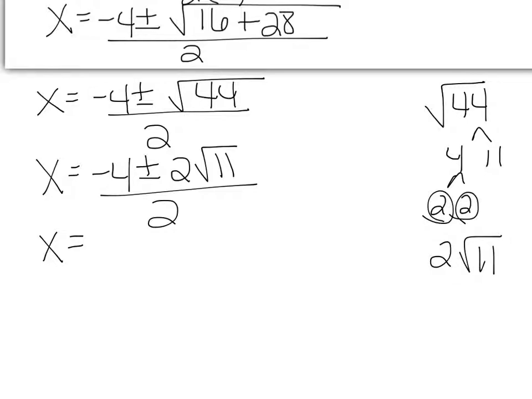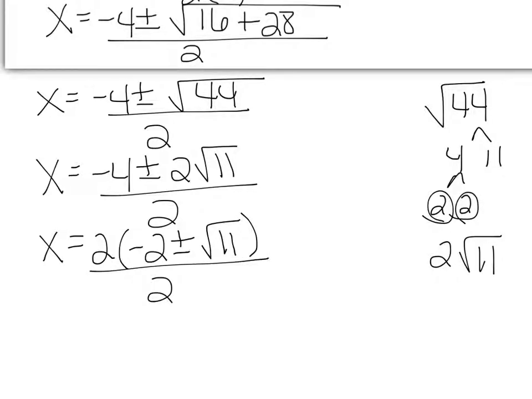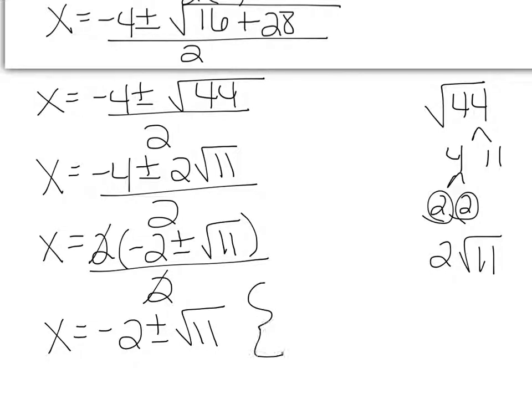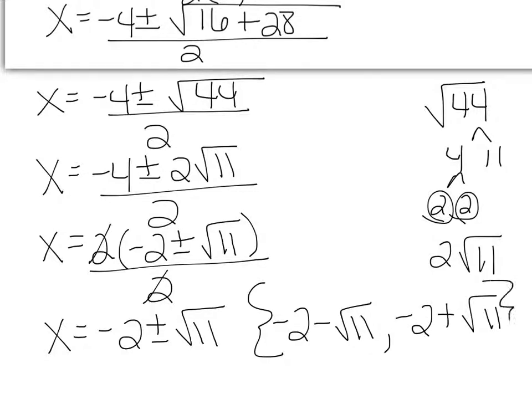Now, in order to be able to reduce the negative 4 and the 2 and the 2 and the 2, we have to factor whatever the numerator has in common. So it has a 2 in common. So if I factor out a 2, I'm left with negative 2 plus or minus the square root of 11 all over 2. Your 2's cancel, leaving you x equals negative 2 plus or minus the square root of 11. So if I were to write this as a solution set, it would be negative 2 minus the square root of 11 and negative 2 plus the square root of 11.